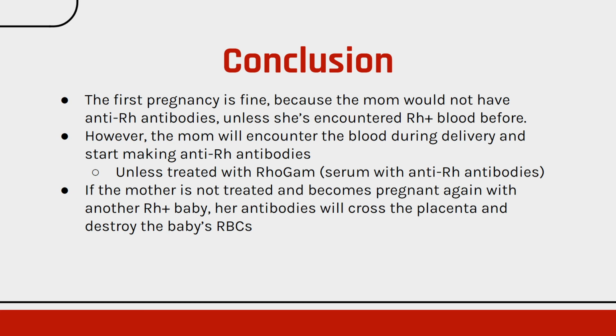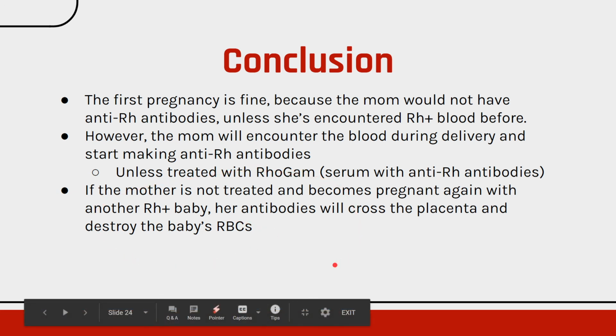If the mom has not been treated, so she does start making those anti-Rh antibodies, and she becomes pregnant again with an Rh positive baby, this is not good. Her antibodies will cross the placenta and destroy the baby's red blood cells. So, fatal condition if not prevented.